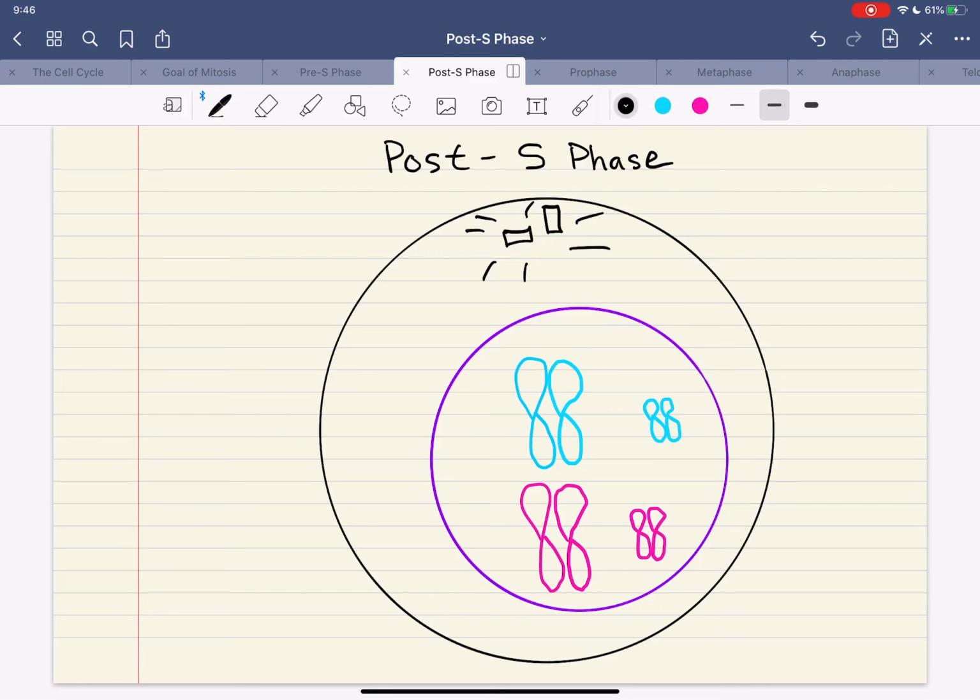And so since this drawing represents G2, post S phase, we have to show that the centrosome has been duplicated. So I'm going to show that. And there's my second centrosome.